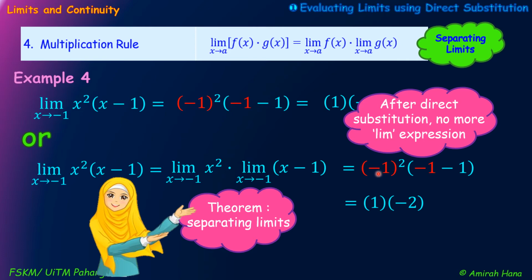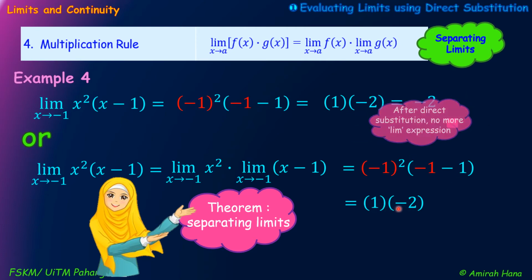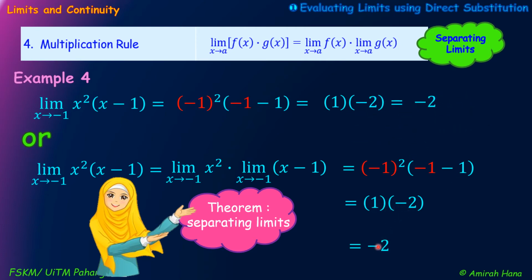After that, we simplify. So we have negative 1 squared equals positive 1. Minus 1 equals minus 2. And 1 times negative 2 equals negative 2. You can use this method or this method. You will get the same answer.